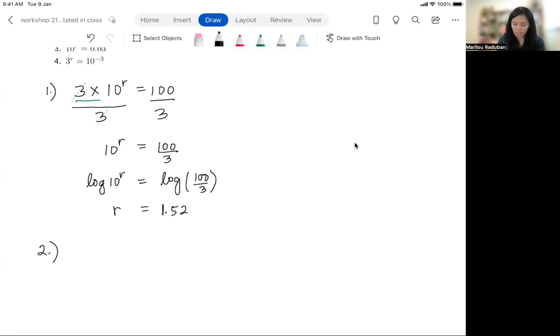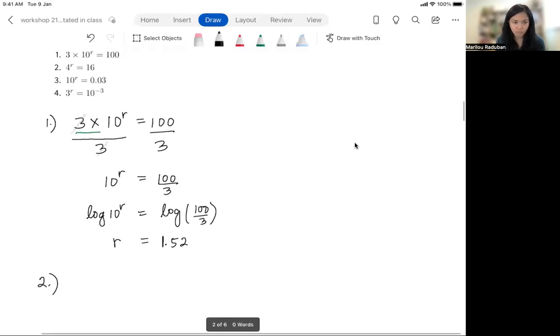Okay, so the key idea here is you need to get rid of anything that's being multiplied or added or divided to the base 10 before you can get the log. Base 10 should be by itself.